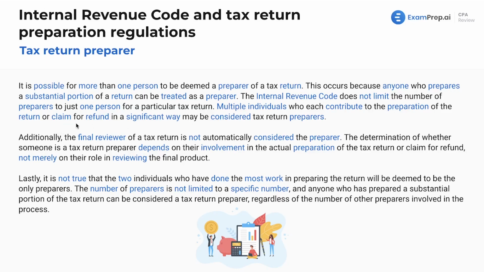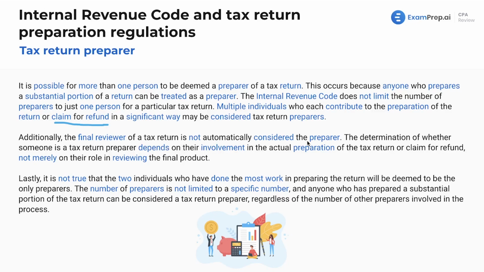Now, we keep mentioning claim for a refund. Yeah, if there's a separate portion of the return where you need to fill out a claim for a refund, that is also going to be, in addition to the preparation of the tax return, may be considered tax return preparers. Now, additionally, the final reviewer of a tax return is not automatically going to be considered the preparer.